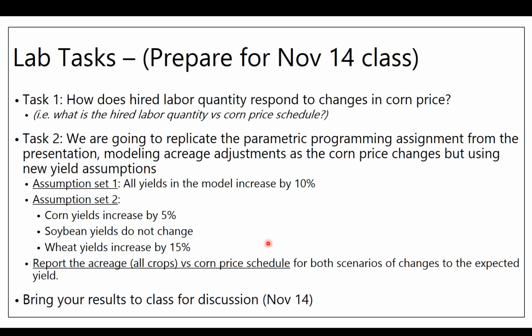So what does that mean? Well, under this assumption set and this assumption set, you need to check and make sure what prices of corn will cause shifts in the solution. So you need to do some range analysis. And then you need to generate all the solutions over the prices that are in the different boundaries, that are in the different parametric ranges, and report those supply schedules, and bring your results to class on November 14th, and we'll go through those.